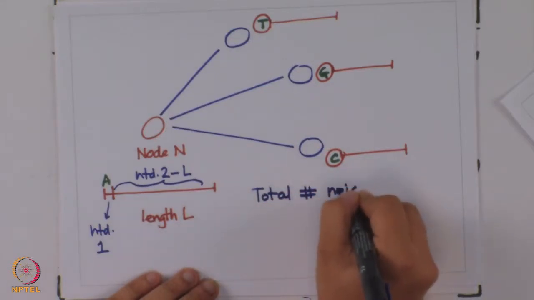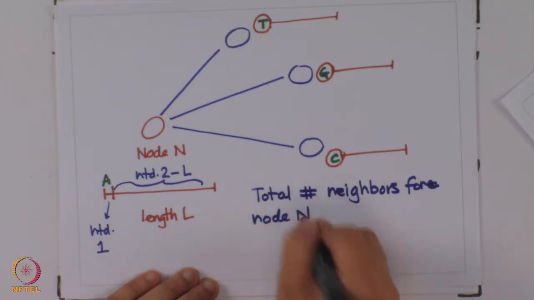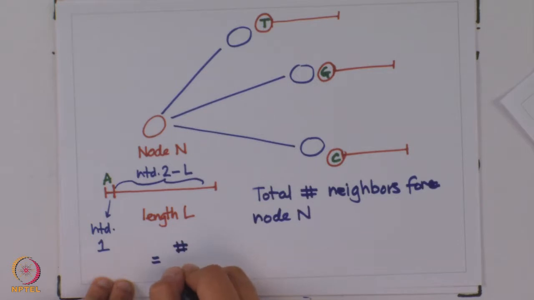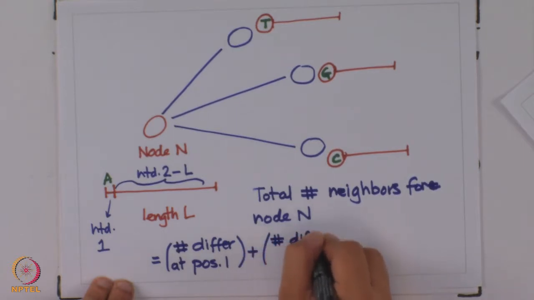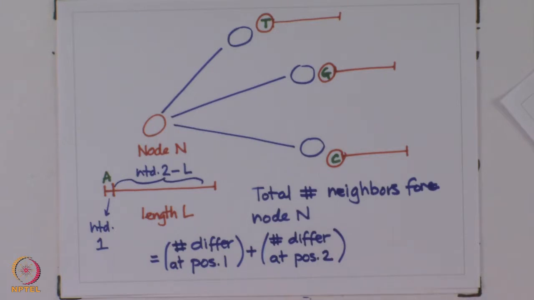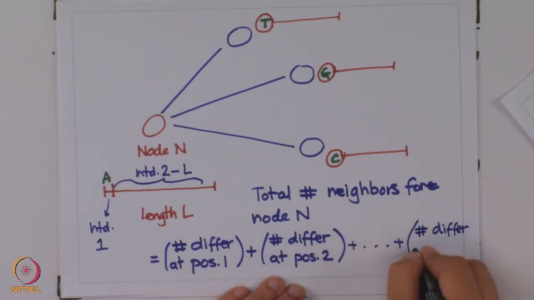So, the number of neighbors that node n has, which differ at only the first position of the sequence, are equal to 3, and hence the total number of neighbors for node n will be number of neighbors which differ at position 1 plus number of neighbors which differ at position 2, which can be analyzed in an identical way as to what we have done just now, and going all the way up to number of nodes which differ at position L.